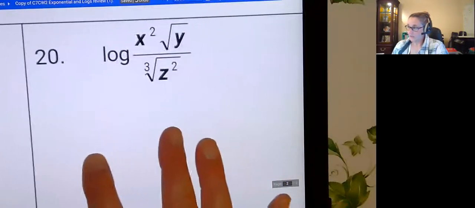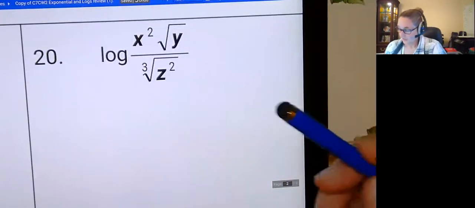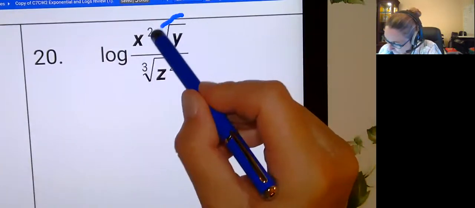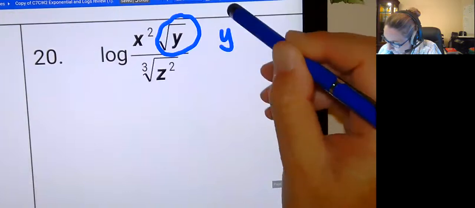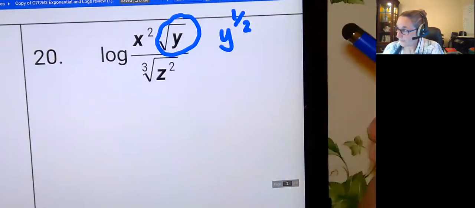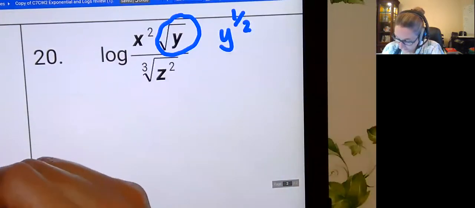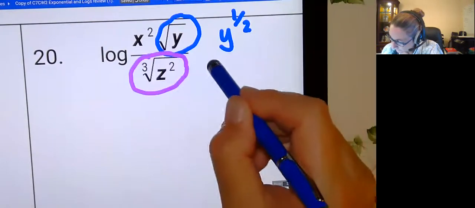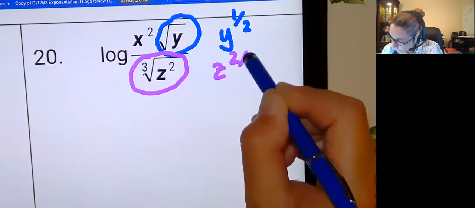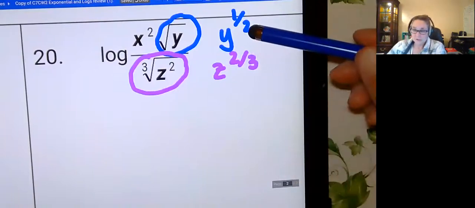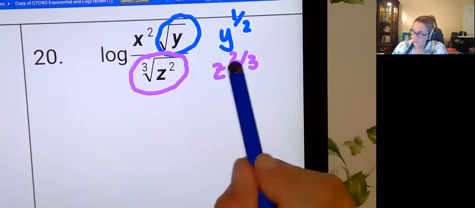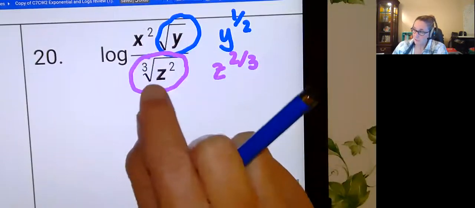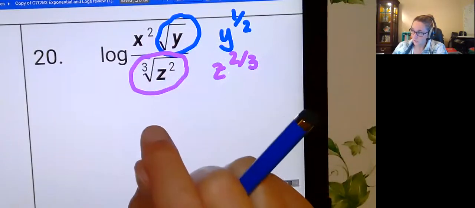Now on the next one, a couple things to kind of pay attention to. This right here is really a y to the 1/2. And this right here is really a z to the 2/3. Your root is always the denominator, okay? The power is always your numerator. So this is being raised to the 1/2. This is being raised to the 2/3.